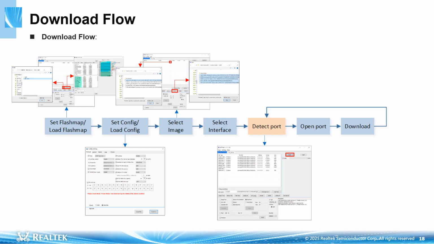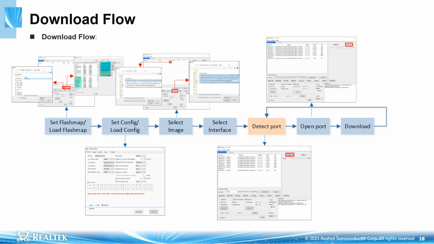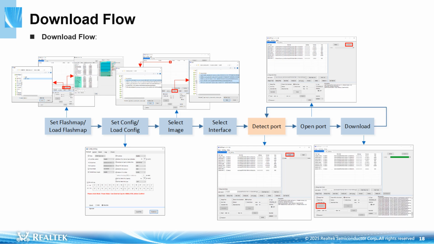Step 5. Detect the port and ensure the port status is ready. Step 6. Open the port and ensure the port status changes to OK. Step 7. Click Download to start downloading. The next burning can directly start from detecting port.